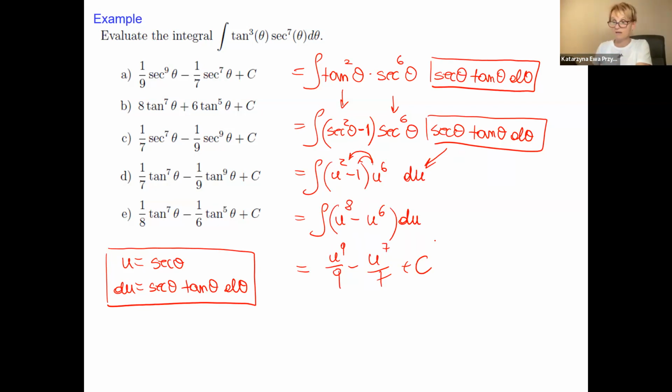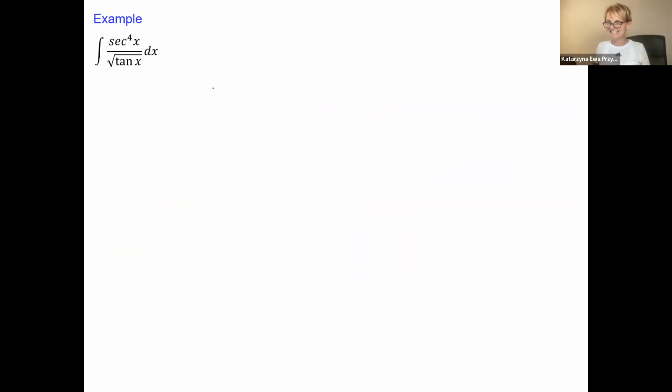Is it answer A or C? Oh, somebody said C. I think it's A. Yes, 9 and 7, A. Okay, thank you for confirming. Because we will rewrite in terms of secant. Okay, we are done with 7.2. Nice integration, yes?